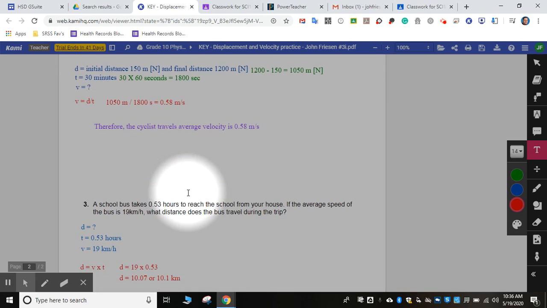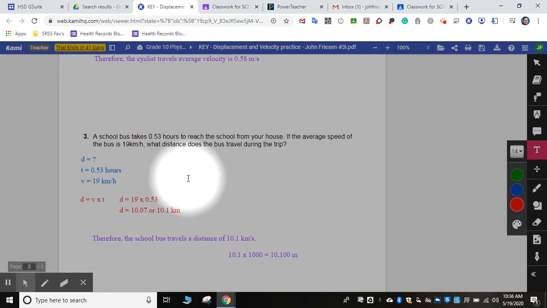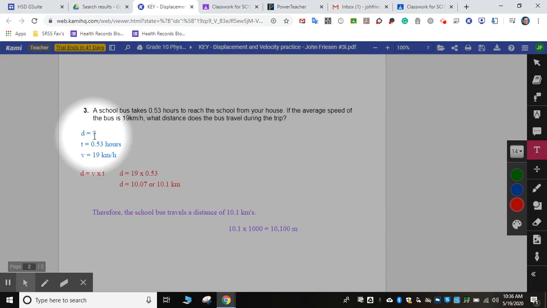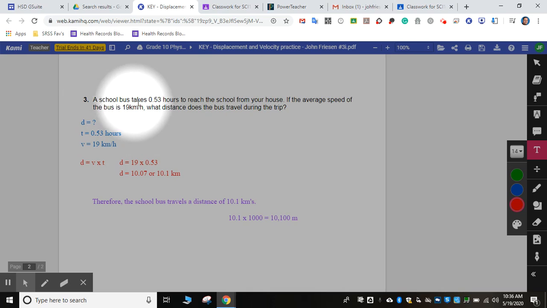Okay, so now on to number 3. A school bus takes 0.53 hours to reach the school from your house. If the average speed of the bus is 19 kilometers per hour, what distance does the bus travel during the trip? Okay, so what do we know? The bus takes 5.3 hours. Okay, 5.3 hours right here.